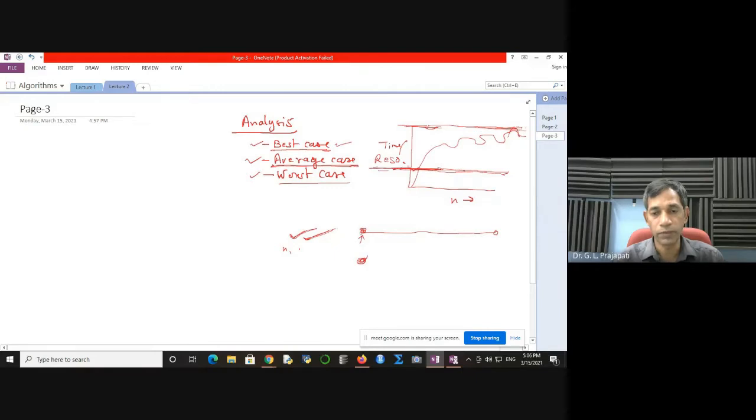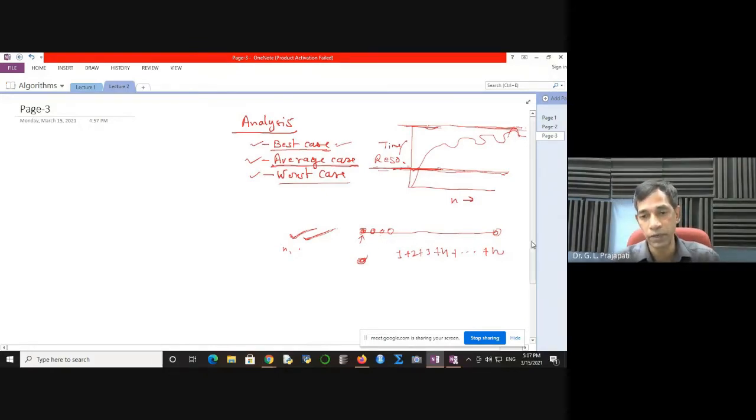If the item is found at location 1, how many comparisons do you require? One comparison. If the item is found at location 2, you need 2 comparisons. If it is found at location 3, you need 3 comparisons. If it is found at location 4, you need 4 comparisons, and so on. If your item is at the last, you need to perform n comparisons in the linear search.